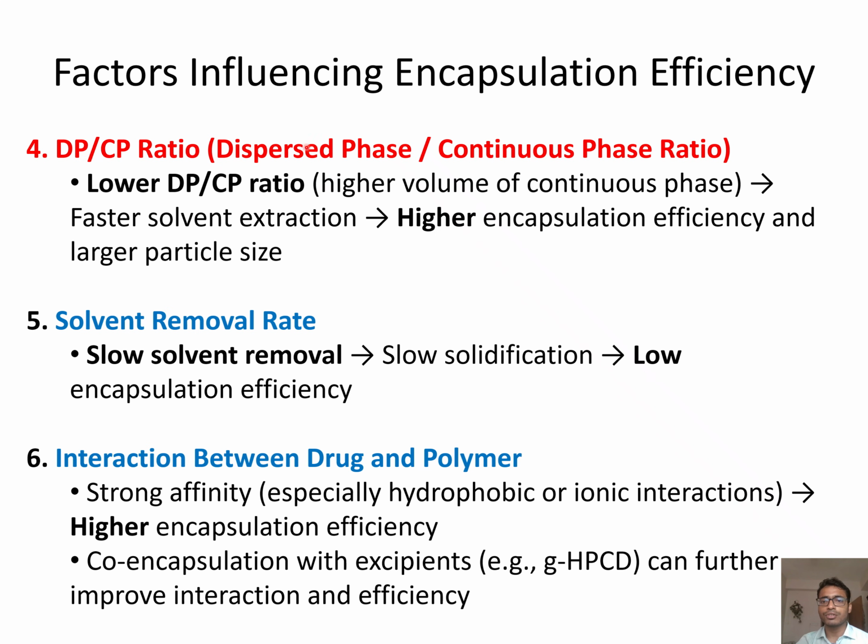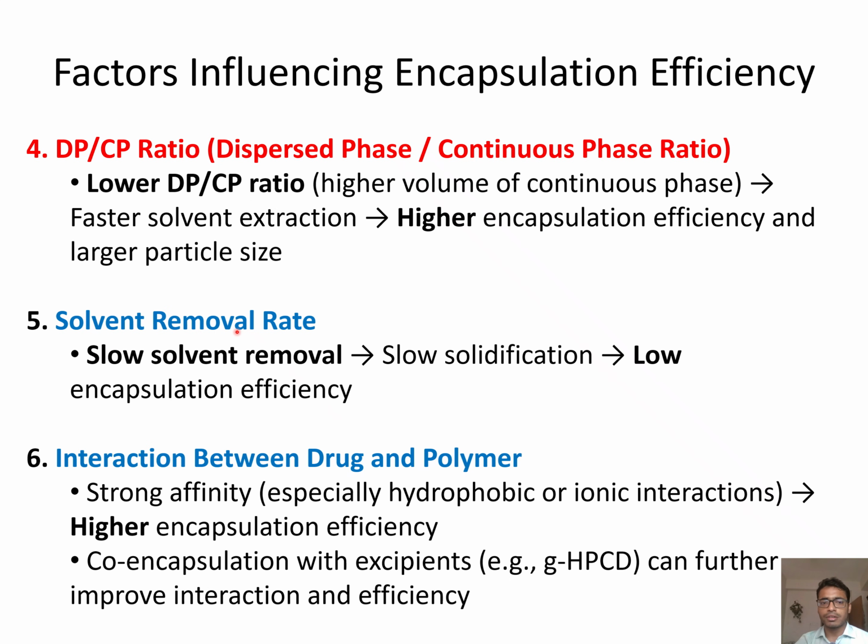Because whenever it is low, that means your continuous phase is very high, and if your continuous phase is high, that means your overall microencapsulation will be very good, because you cannot perform microencapsulation within a very low solvent. So that's why the DP by CP ratio should be as low as possible, because low means your continuous phase is high, and the higher your continuous phase, the higher the encapsulation efficiency you would have.